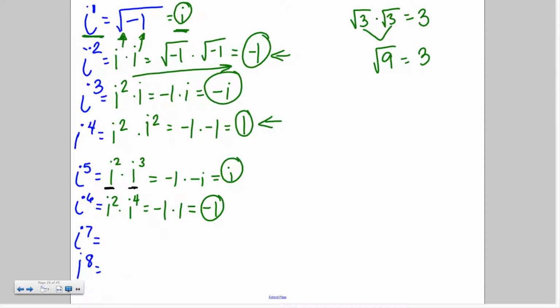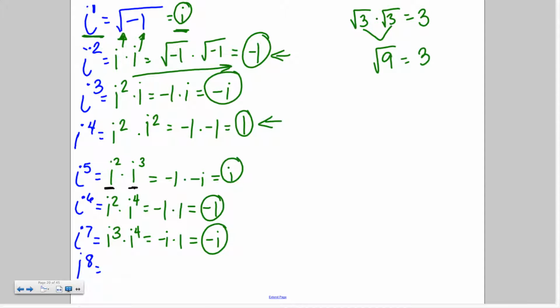All right, I to the seventh. We have I to the third and I to the fourth. I can add those two together, and it gives me 7. So I know that I've split it up good. All right, I cubed is -I. I to the fourth is 1. So if I multiply a negative and a positive, I get a negative. 1 times I is -I.